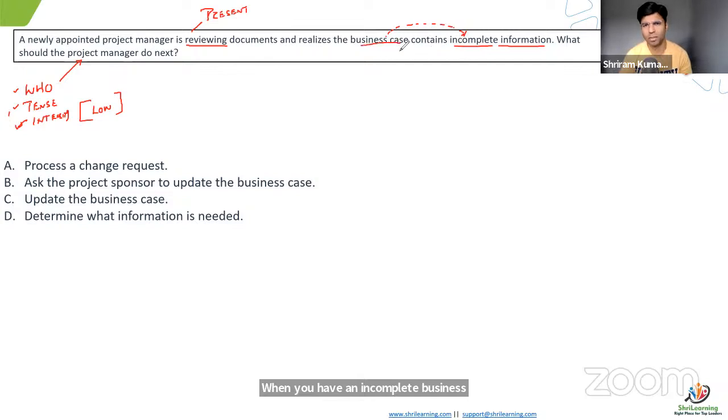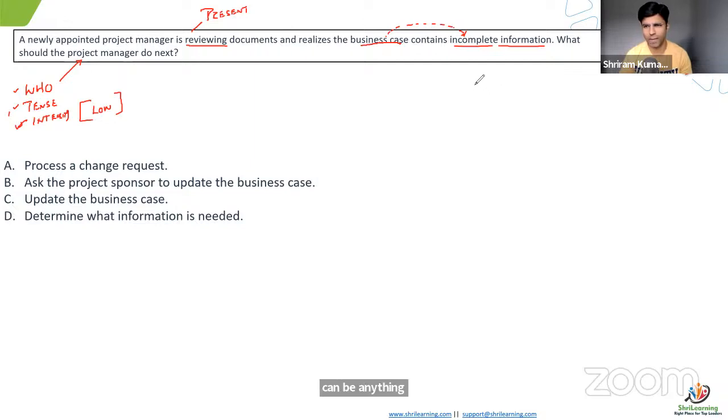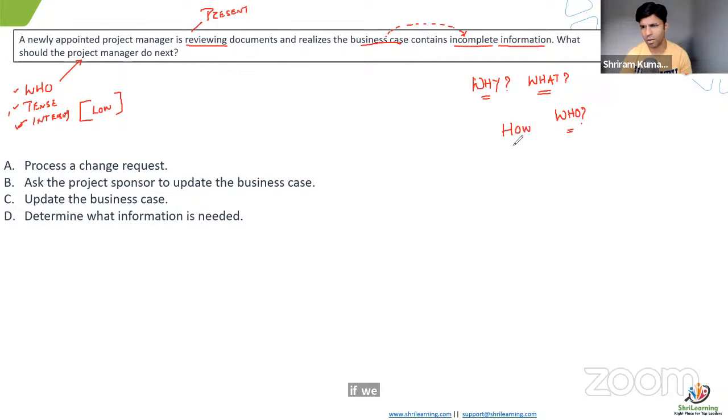When you have an incomplete business case, what is a business case, first of all? It can be a project proposal or product information. Does it give an idea why we do this business? Will it explain why, or will it explain what? The business case tells the information of what we are going to do. And sometimes why we are doing it also, in some scenarios. If we do not do it, what happens? Maybe in that context, why might also be in scope.